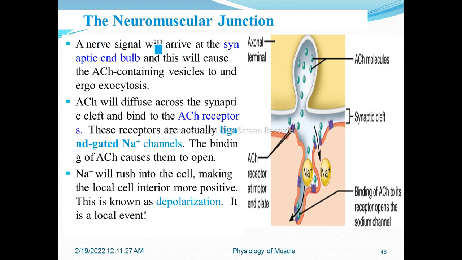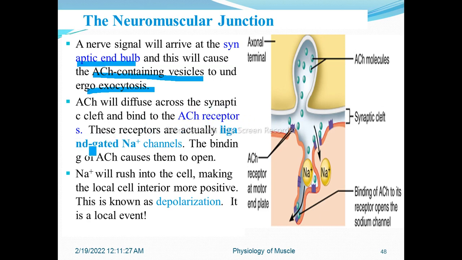At the neuromuscular junction, a nerve signal arrives at the synaptic end bulb and causes the acetylcholine-containing vesicles to undergo exocytosis. Acetylcholine is released from the neuron with calcium, which is also an important channel. Acetylcholine diffuses across the synaptic cleft and binds to the acetylcholine receptor, known as the nicotinic receptor.